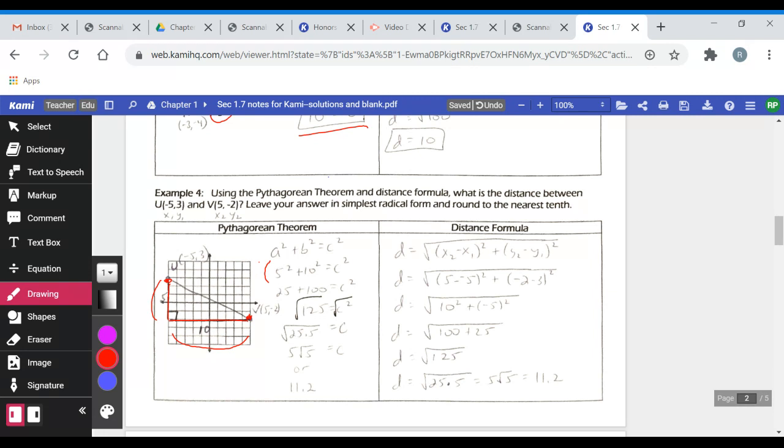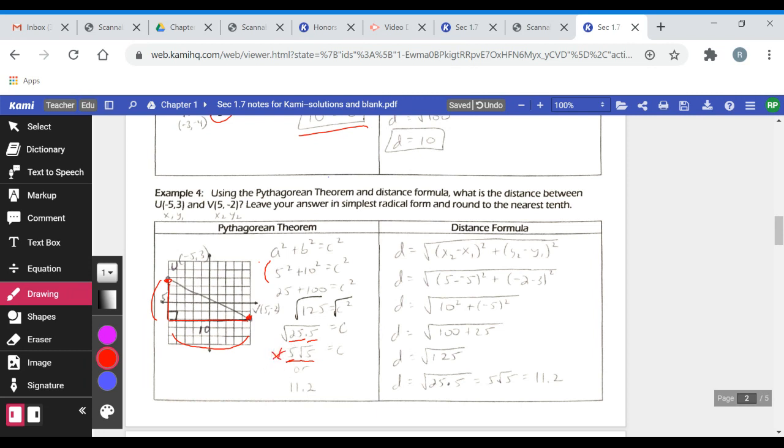Once I started working it out, I ended up with 125 is equal to C squared. And then when I took the square root of both sides, I had to think, is there a perfect square that goes evenly into 125? And there is. It's 25. And I had to think, 25 times what gives me 125? And it's 5. So then I can take the square root of 25 and get 5, but I can't take the square root of this other 5, so I'm left with 5 square root of 5. And if you plug that in your calculator, you can round it to the nearest tenth, which is 11.2.